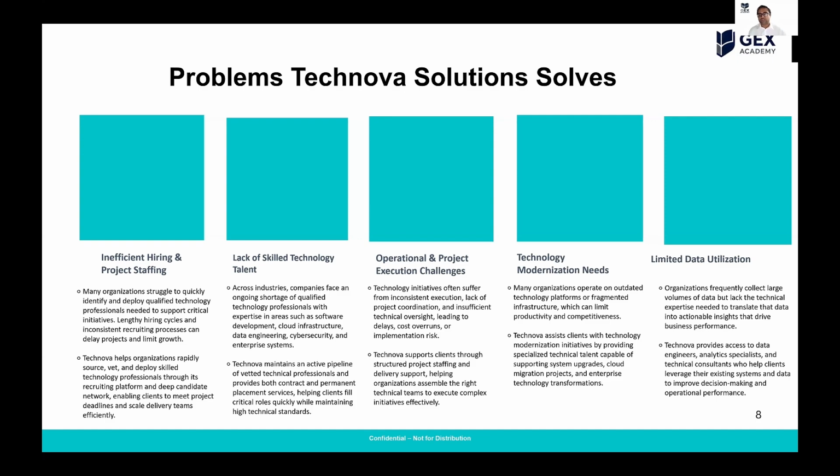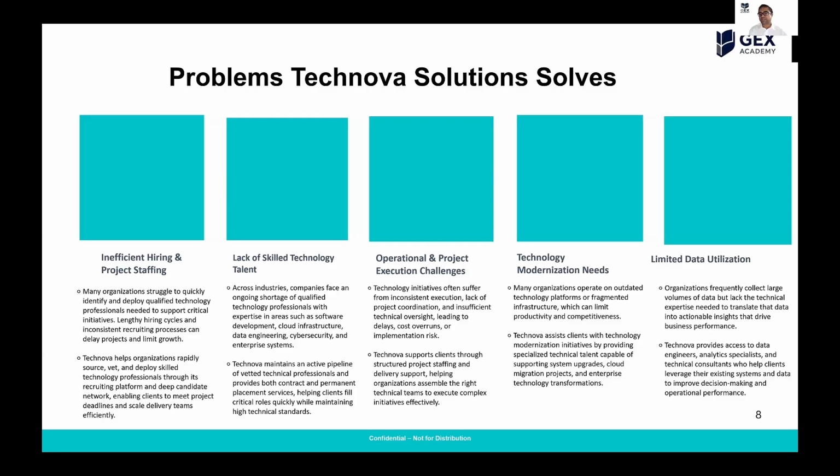And the third area involves operational and project execution challenges. Even when organizations have the necessary budget and strategic objectives in place, technology initiatives can suffer from coordination issues, staffing shortages, lack of technical oversight, or project management challenges, right? These execution risks can lead to delays, cost overruns, and failed implementation.